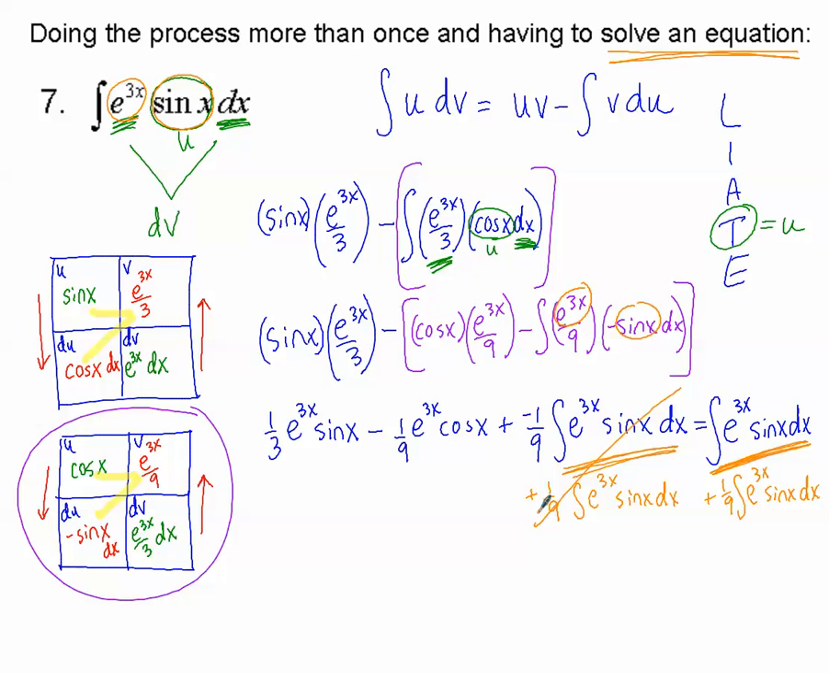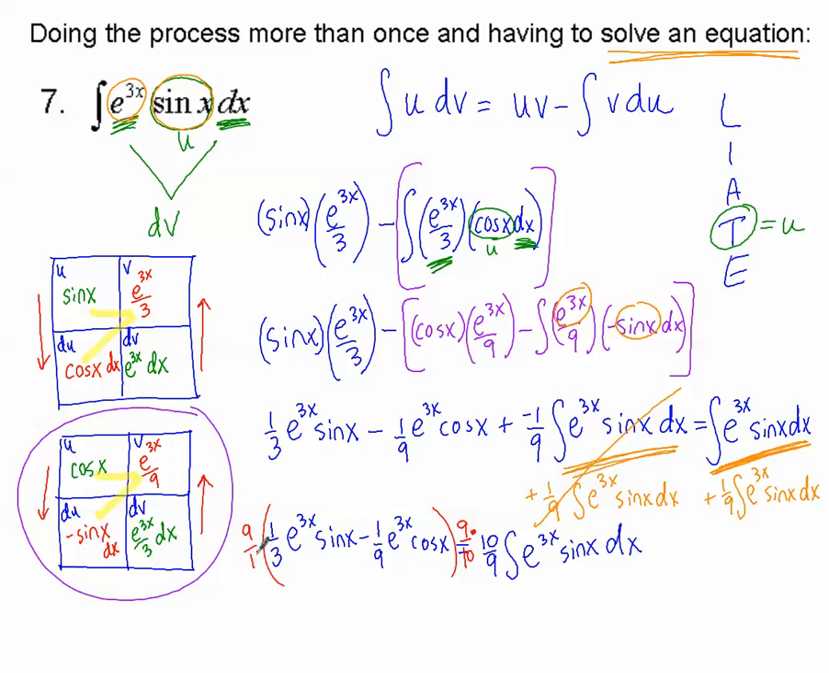Gets rid of it from this side. Let's write what's left over. 1/3 e to the 3x sine x minus 1/9 e to the 3x cosine x equals 1 plus 1/9, 9/9, plus 1/9 is 10/9 integrals e to the 3x sine x dx. Ultimately, I want the integral by itself, so I'm going to get rid of the 10/9. Multiply by the reciprocal 9/10 on both sides.